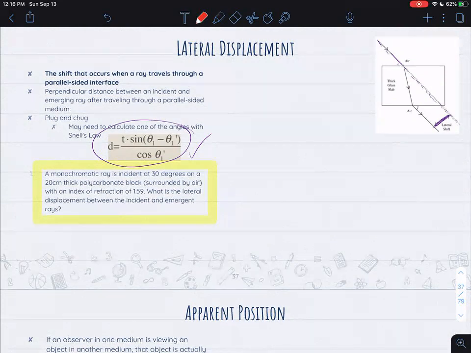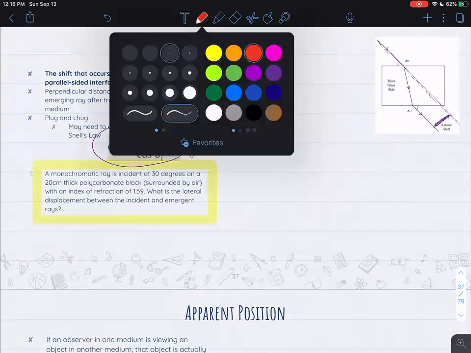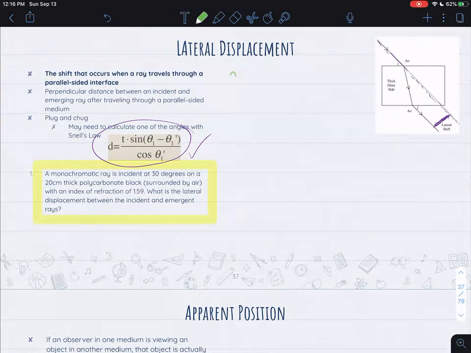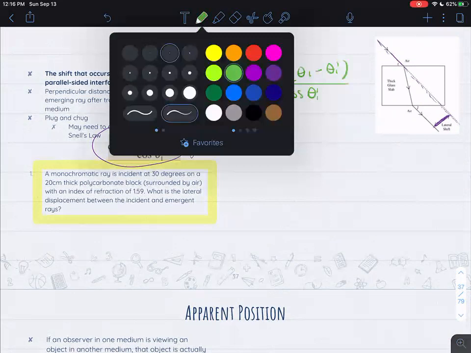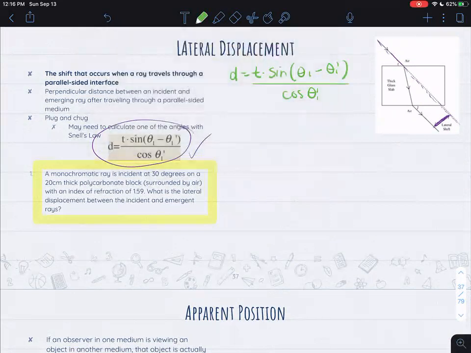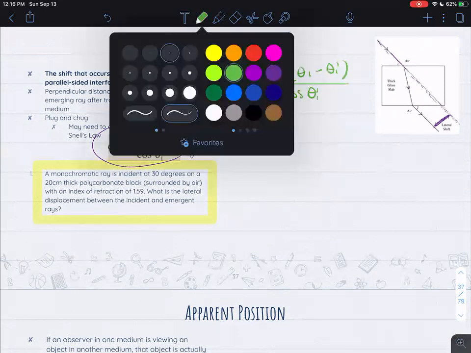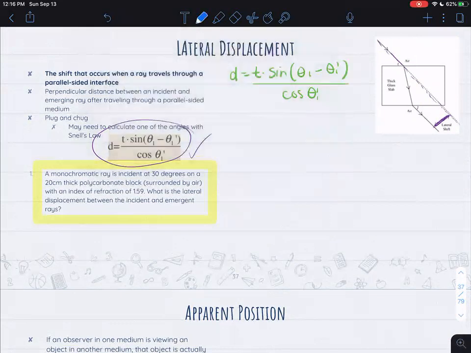Okay, so basically we're going to be using our formula here, which is D equals thickness times the sine of theta 1 minus theta 1 prime, all over the cosine of theta 1 prime. Once we find our values, we're just going to plug everything into the equation and get going. So what do we have so far?